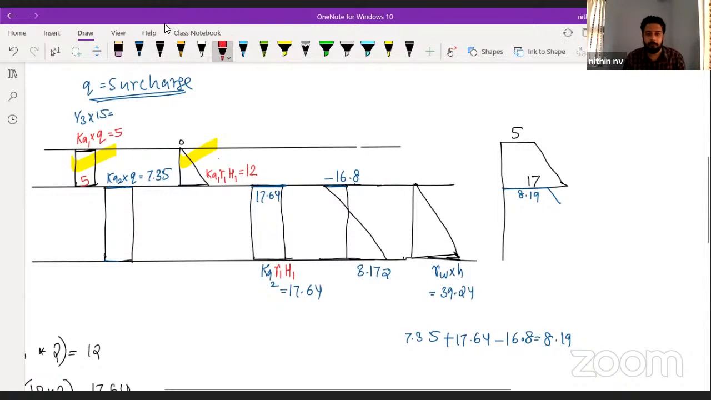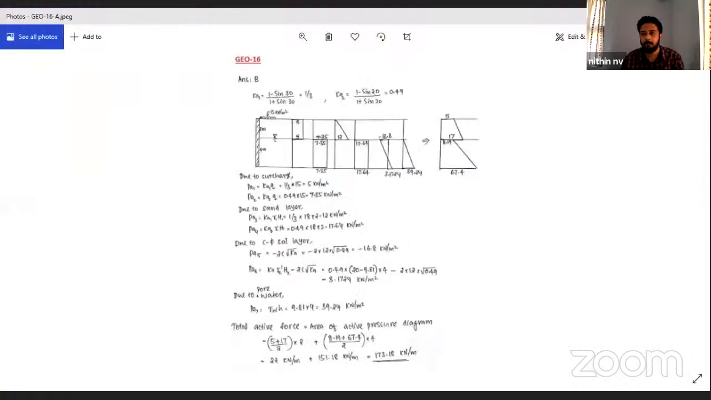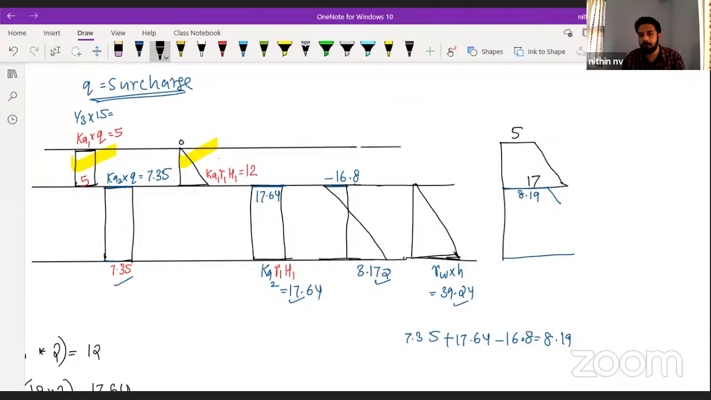Yes. Now what will be on the bottom layer? We have 7.35 here also. So 7.35 plus 17.64 plus 3.172 plus 39.24. So 4 values will come at the bottom layer. How much is it? Calculate and tell me. Bottom layer: this value, this value, this value, and this value. Are you getting 67.4? Are you getting 67.4?